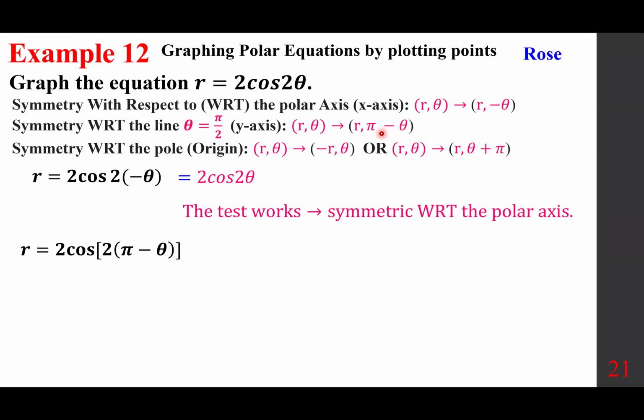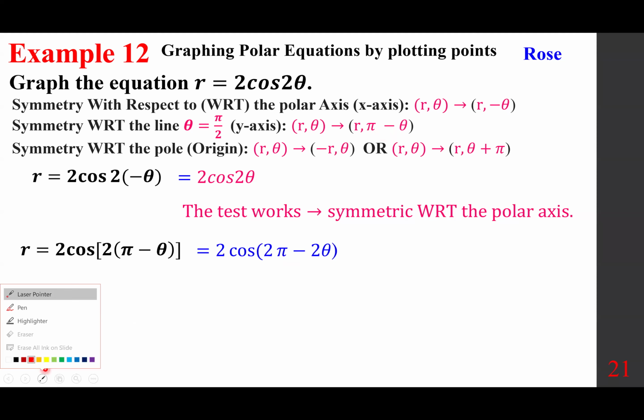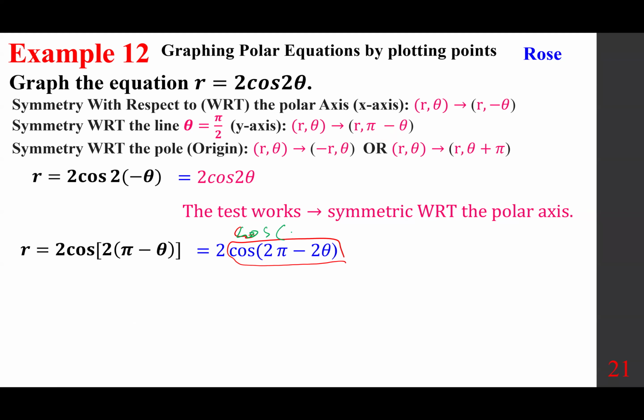So we replace the theta with pi minus theta. We distribute the 2, we get 2 pi minus 2 theta. As you know, the period for cosine and sine would be 2 pi. Therefore, it's the same as dropping the 2 pi, and this is the same as cosine of negative 2 theta, which is the same as cosine of 2 theta.